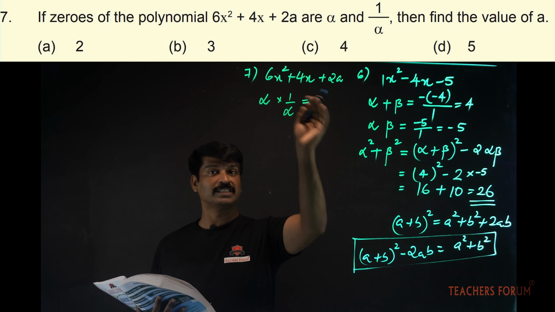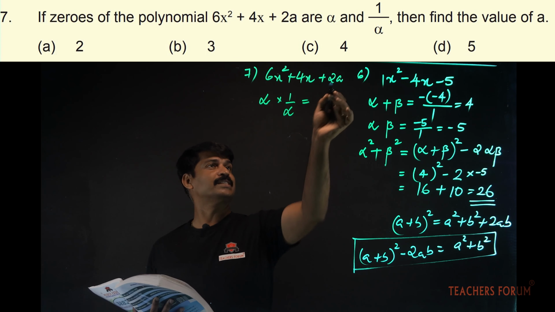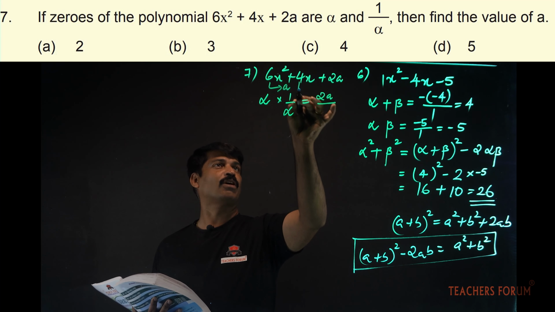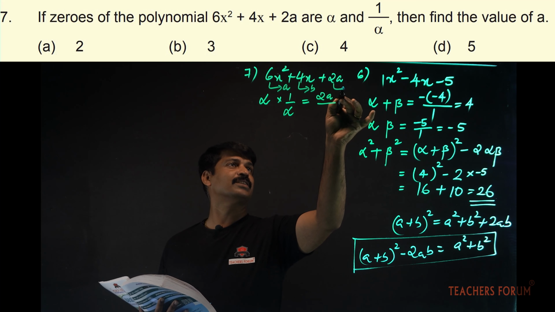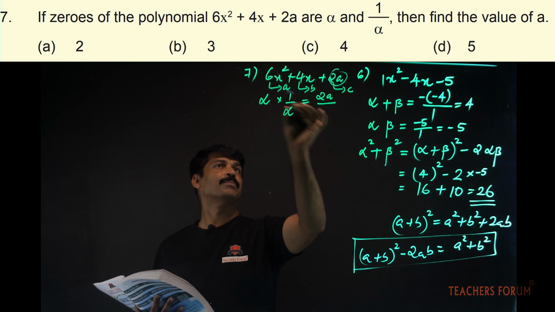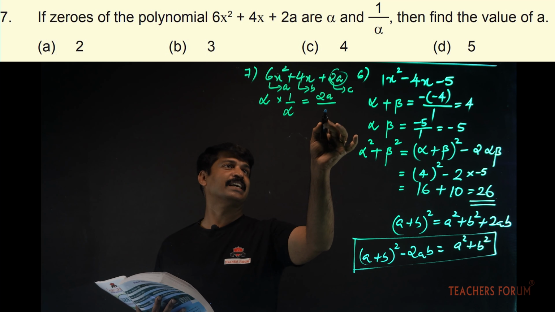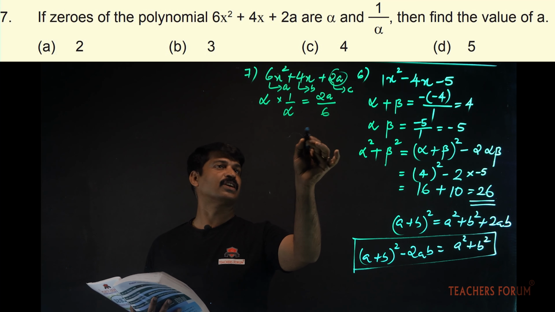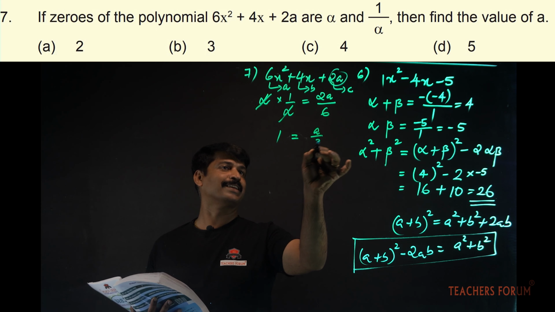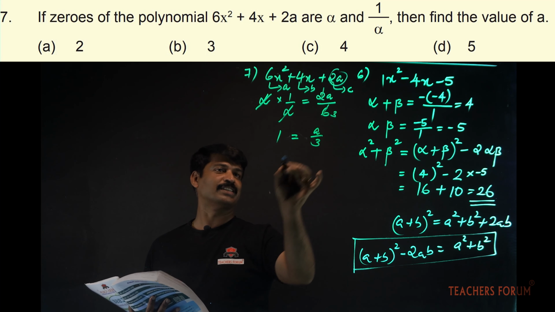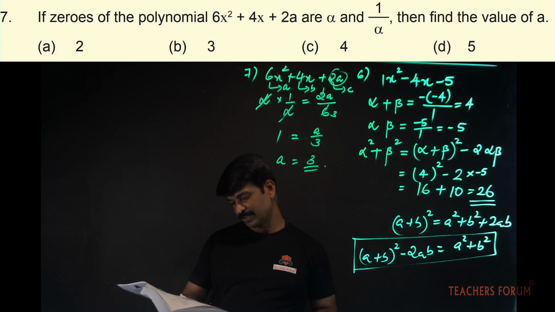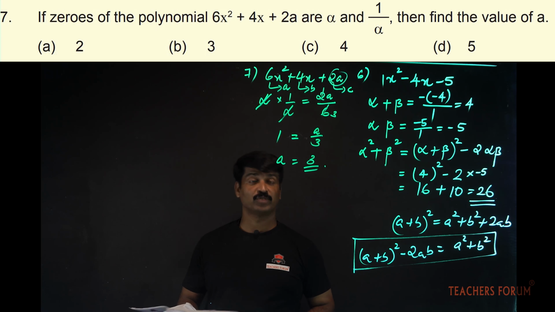You know that product of zeros is c by a. So what is c here? C is 2a, because coefficient of x square, that is a, coefficient of x, that is b, the constant term, that is c. So 2a is c here. So c by a, that is 2a by a. What is a here? A is 6. That is equal to alpha. Alpha gets cancelled. 1 is equal to a by 3. You can cancel by 2. So what is a? A is equal to 3. So you get the value of a. So what is the correct option? The option is option B, that is 3.